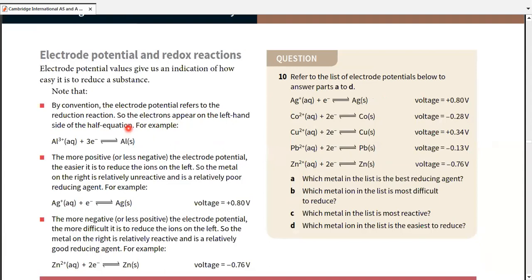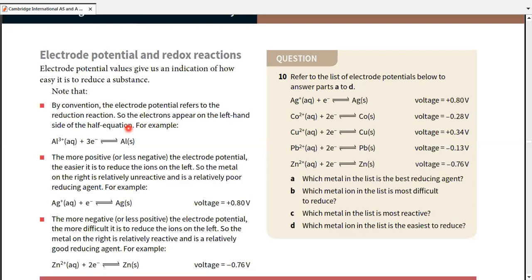You already know metals tend to go for oxidation. They try to lose electrons and they try to form positive ions. On the other hand, the non-metals, they tend to gain electrons and form negative ions. But we don't go by that way.